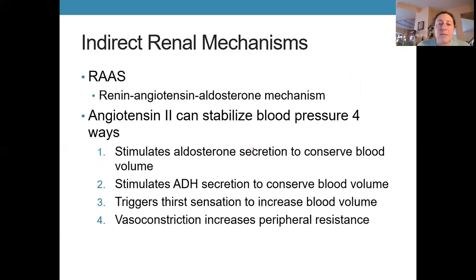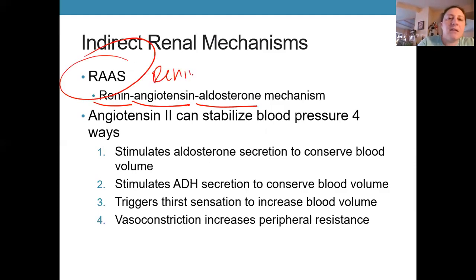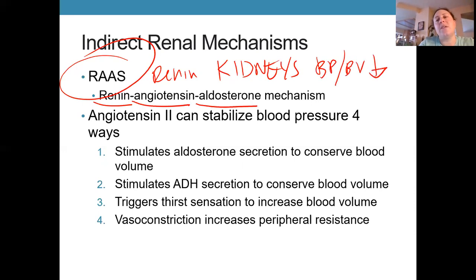Now, indirect mechanisms are how the kidneys play a role in these hormonal responses. So when we look at this angiotensin that I mentioned before, we see that there's a little bit more to it than that. Angiotensin is involved in a chain reaction that actually starts in the kidneys. So we call it the renin-angiotensin-aldosterone mechanism, or RAS for short. And renin is released from the kidneys when blood pressure and blood volume decrease.